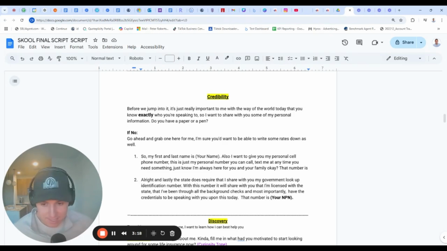All right, and lastly, the state does require I share with you my government lookup identification number. With this number, it will show you and the state that I am licensed. I've been through all the background checks, but most importantly, I have all the credentials to be speaking with you today. That number is 1950 62 55, or whatever your NPN number is. This will establish a portion of credibility. This will allow you to ultimately set the frame of, hey, I'm the expert here. I have the credentials. I'm going to be helping you. I'm the professional. Let's go into the discovery.